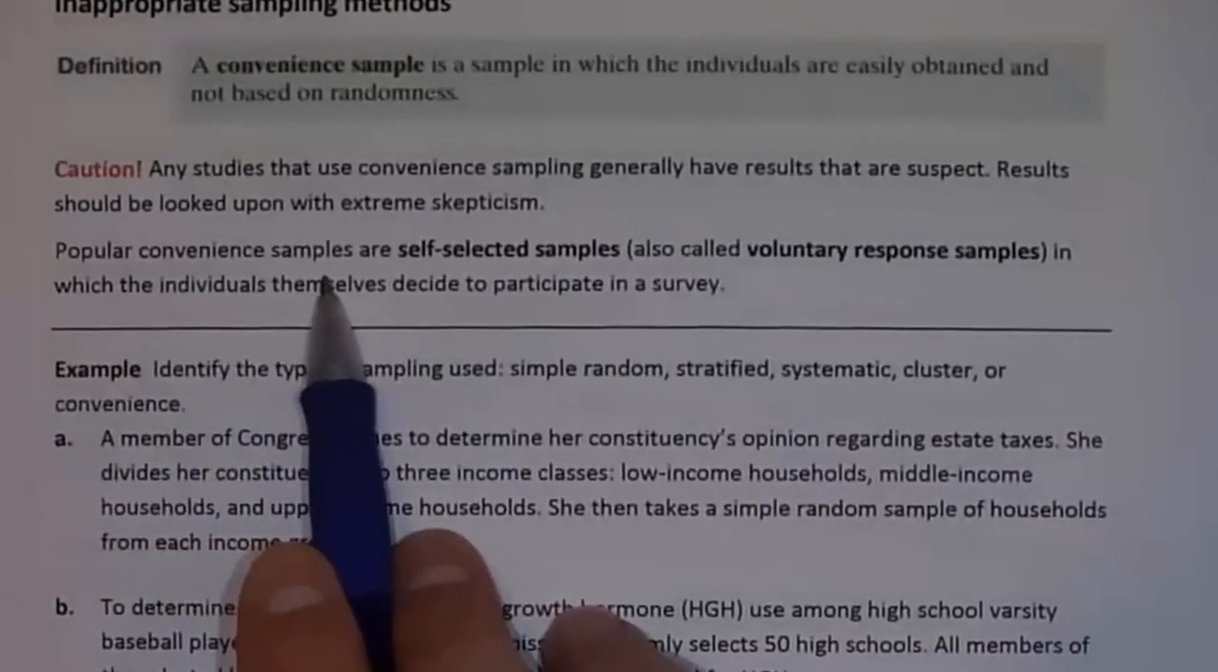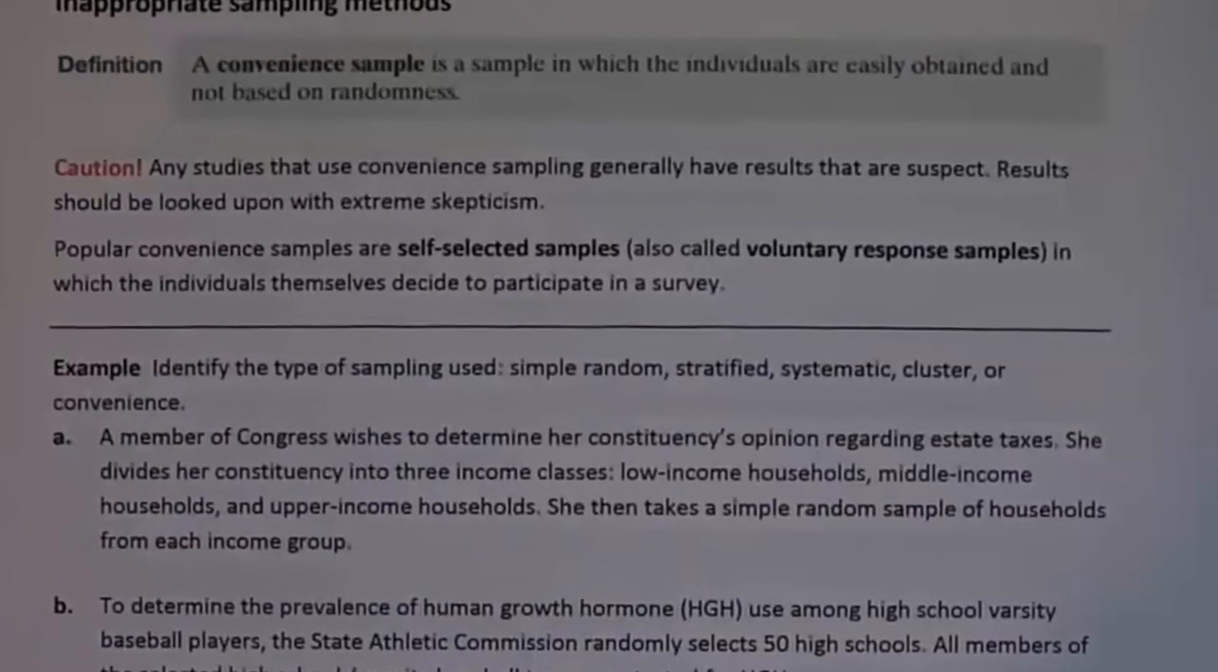A very popular convenience sample is called a self-selected sample, or sometimes a voluntary response sample. When we have a self-selected sample or a voluntary response sample, the individuals themselves decide whether or not they're going to participate in a survey. For example, if you ever listen to talk radio, or watch C-SPAN or any kind of political show, they often have daily polls. Maybe the question might be, how do you feel about the president's handling of the coronavirus in our country? That could be the daily topic that a talk show is talking about, and they might ask their listeners to call in and give their opinion. Do you think the president is doing a good job or not so good a job handling the coronavirus?